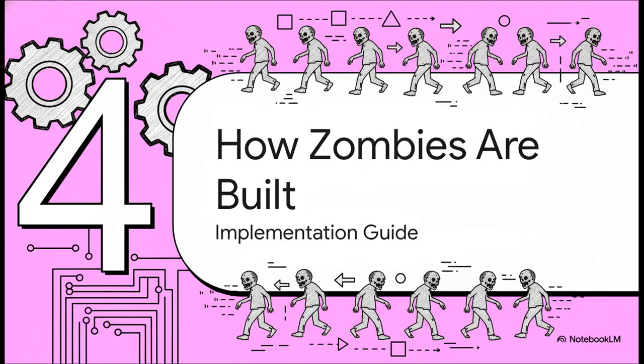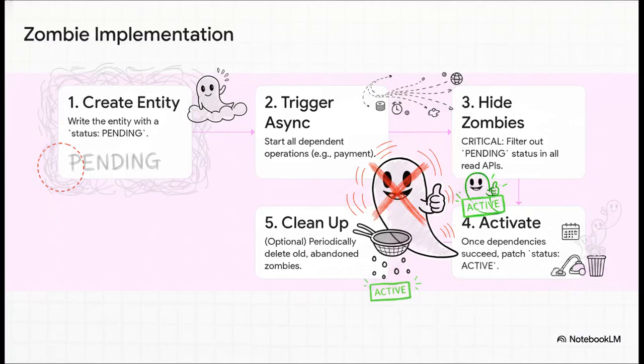Okay, so the theory is cool, but how do you actually build one of these things? It's actually a lot more straightforward than you might think. Let's just walk through it. Step 1, you create your entity, but you save it with that status pending flag. Step 2, you kick off all the other async stuff you need to do. Now, step 3 is the secret sauce. This is absolutely critical. Every single API in your system that reads this data must filter out anything that has that pending status. That's what keeps the zombie invisible.